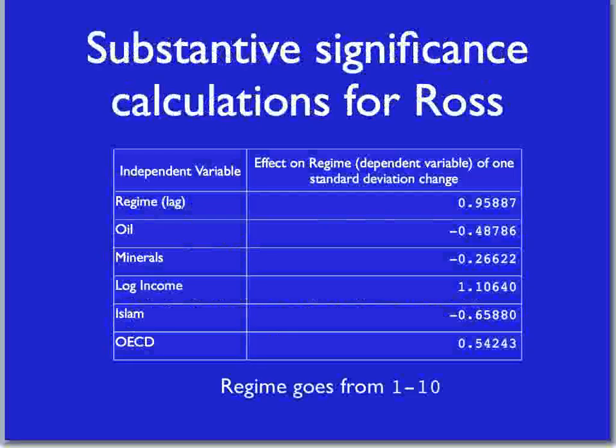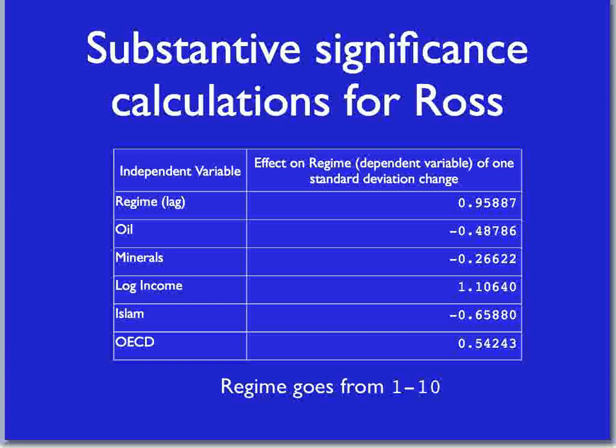So what happens if you do that for Ross? Ross doesn't do that in his piece. There are a couple of reports in there that are designed to give you some sense of how big an effect he's talking about, and you should keep an eye out for them. But he doesn't give you any systematic calculations.